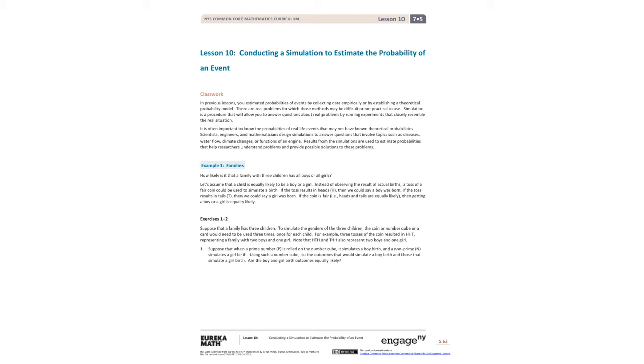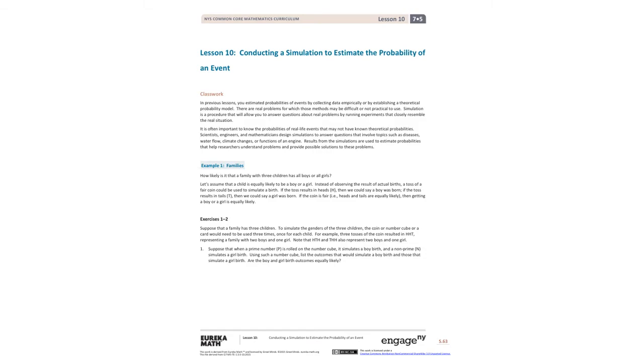Instead of observing the result of the actual birth, a fair coin could be used to simulate a birth. If the toss results in heads, then we can say a boy was born. And if the toss results in tails, then we could say a girl is born. If the coin is fair, that means that heads and tails are both likely, then getting a boy or a girl is equally likely.